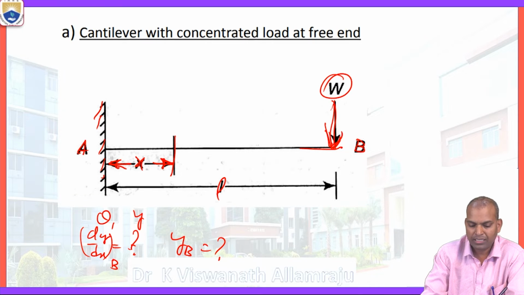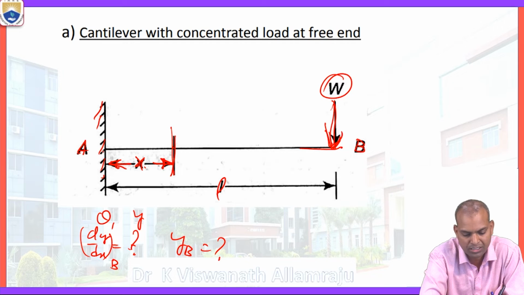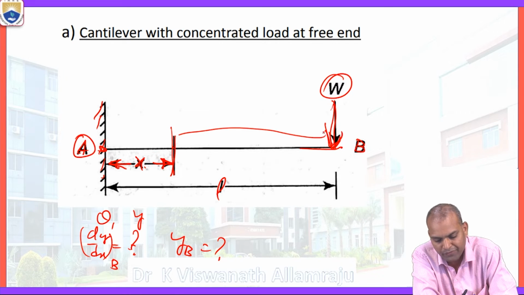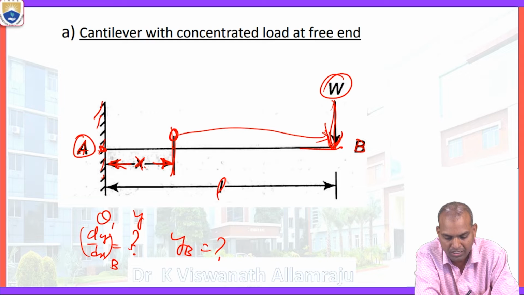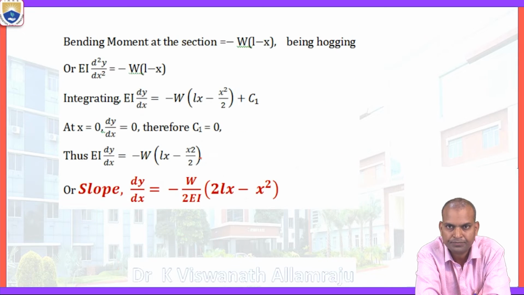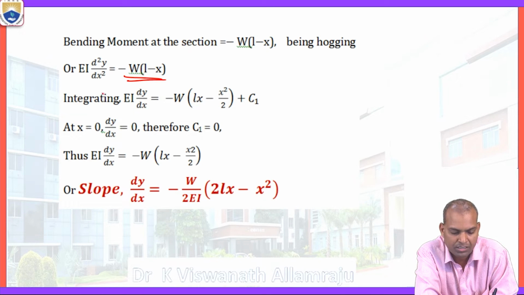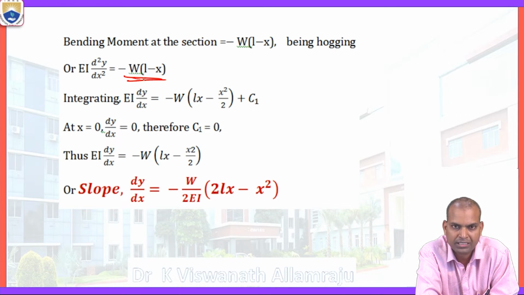Let's begin at a distance of x. The origin of distance x is the fixed support. A is the origin point. From that origin point, we measure the distance x. We want the deflection at this point. That means L minus x. Now the bending moment at a section x is minus W times L minus x.